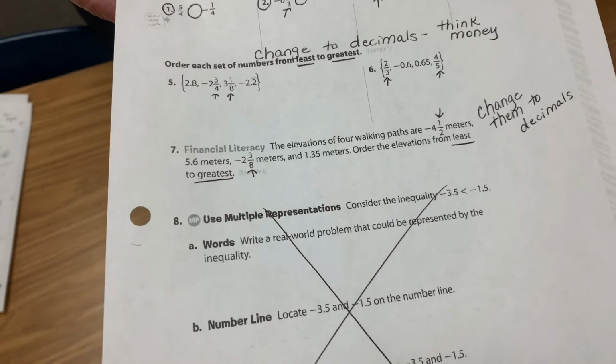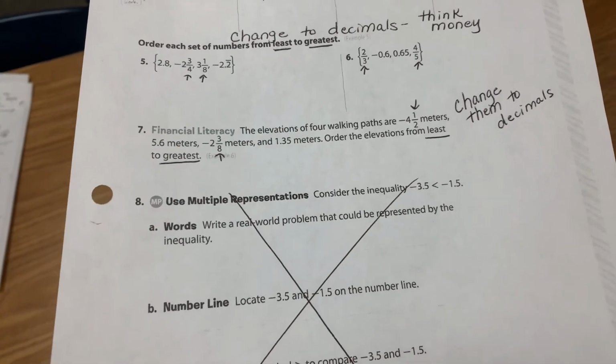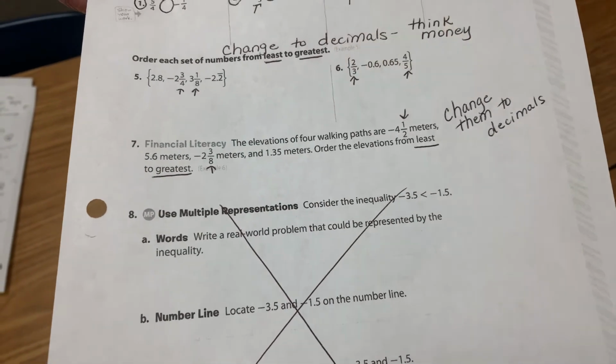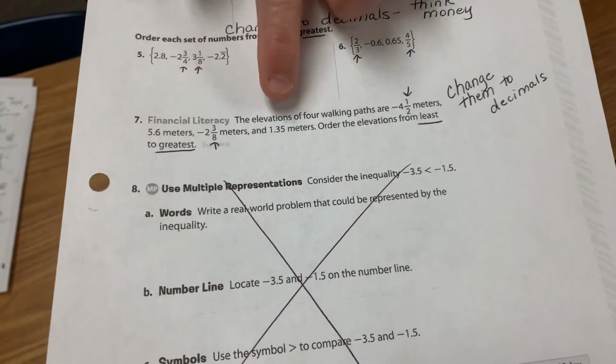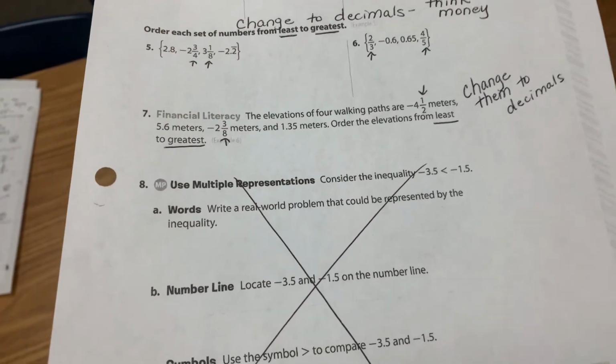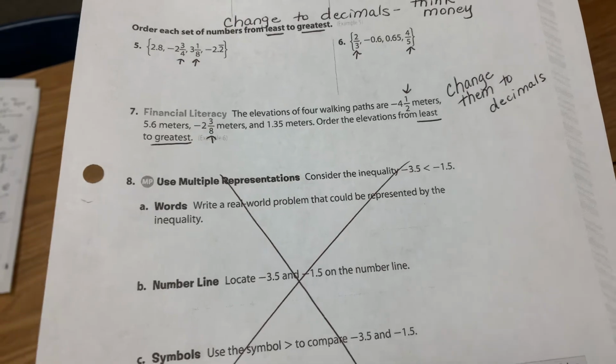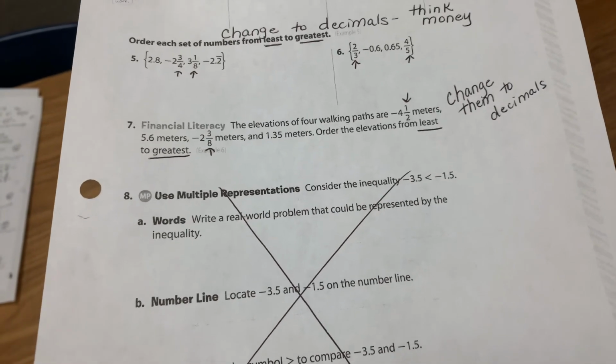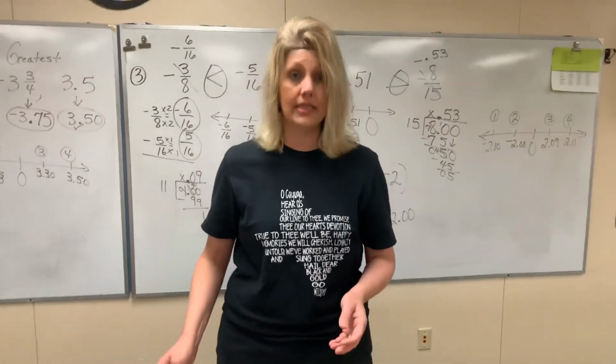Okay, and then the last one. It says they want them in order from least to greatest. Looks to me like you have fractions, fractions, decimals, decimals. So, of course, you're going to have to first change them to decimals. Then put them on a number line and get them in the correct order. All right, so that completes lesson 6.